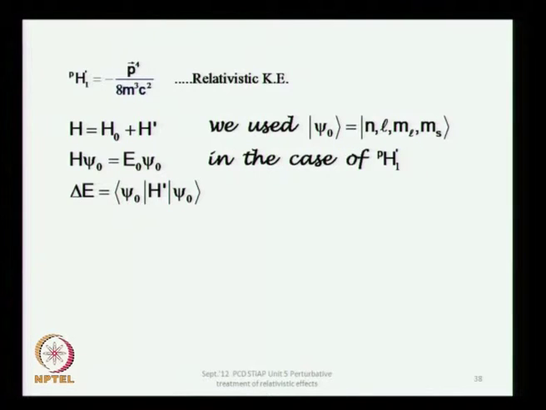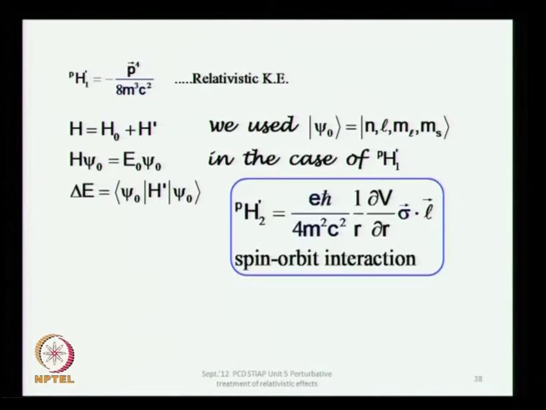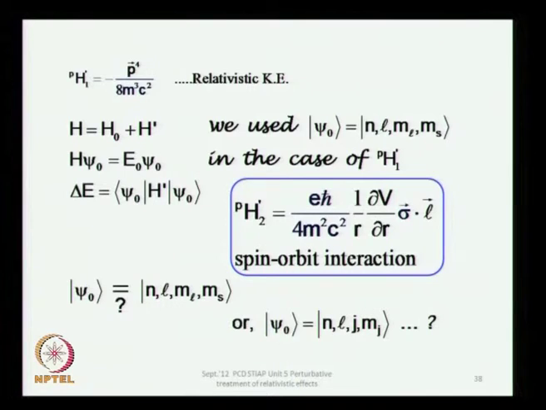For the relativistic kinetic energy term we used the N, L, ML, MS basis, and now we are going to deal with the spin orbit term, which is the 1 over r dV by dr sigma dot L, other than the constant. So this is the correction which can be introduced perturbatively to non-relativistic quantum mechanics.